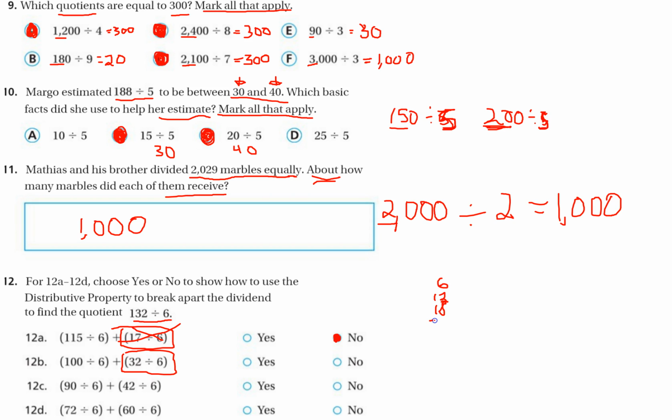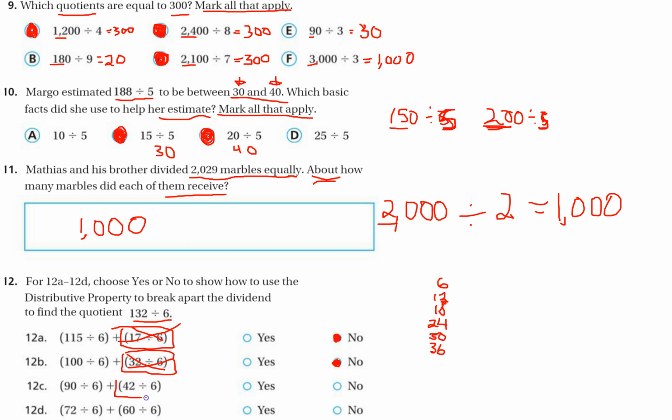6, 12, 18, 24, 30, 36. Nope, I don't land on 32 either, so nope, this is not going to help me. Now again, tomorrow the numbers on the test are going to be slightly different, but you use the same strategy. You look, is this going to help you? Can the number, whatever it is, go into this small number evenly? If it doesn't, mark no, because that's not helpful.